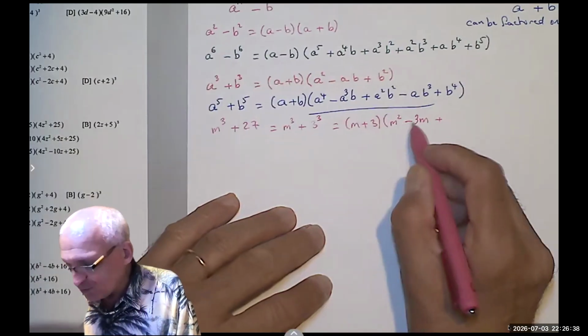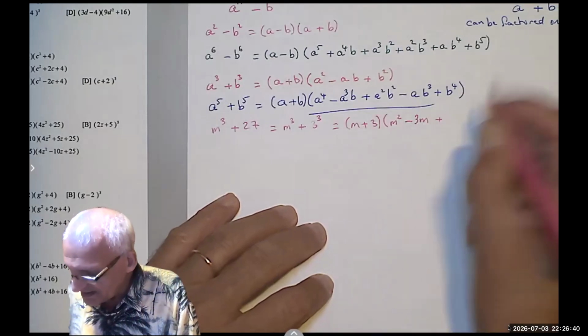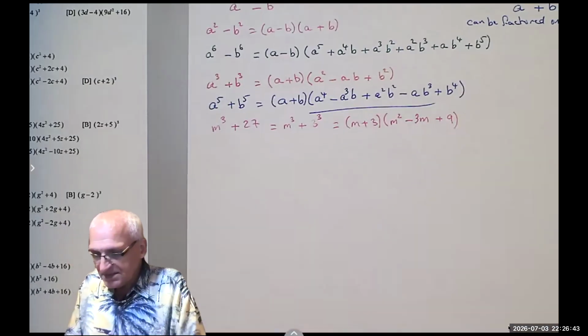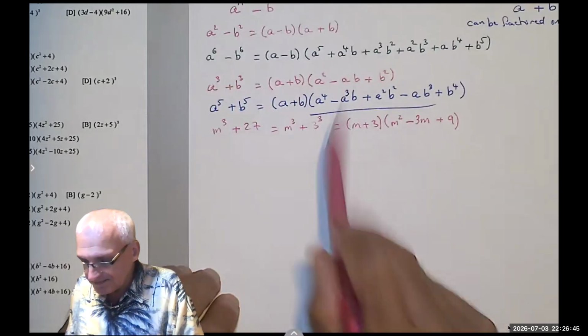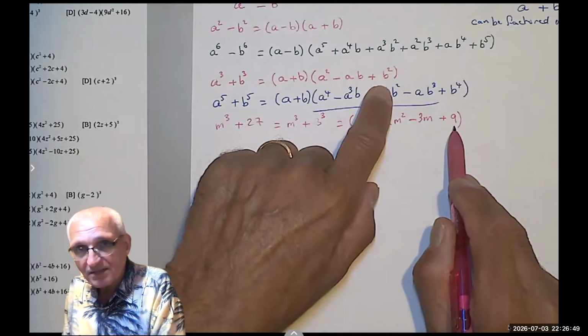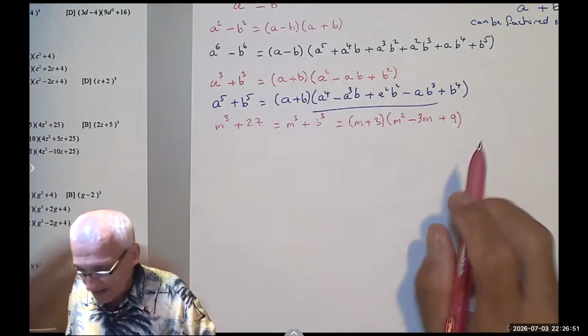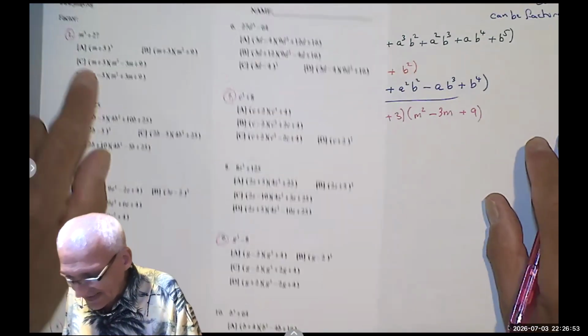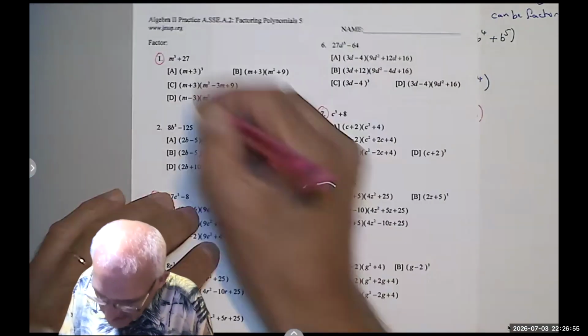The 3 squared is 9. Same concept like we did it here: a squared minus ab plus b squared, where b is 3. Now, do we have that? Yes, we have it, it is c.